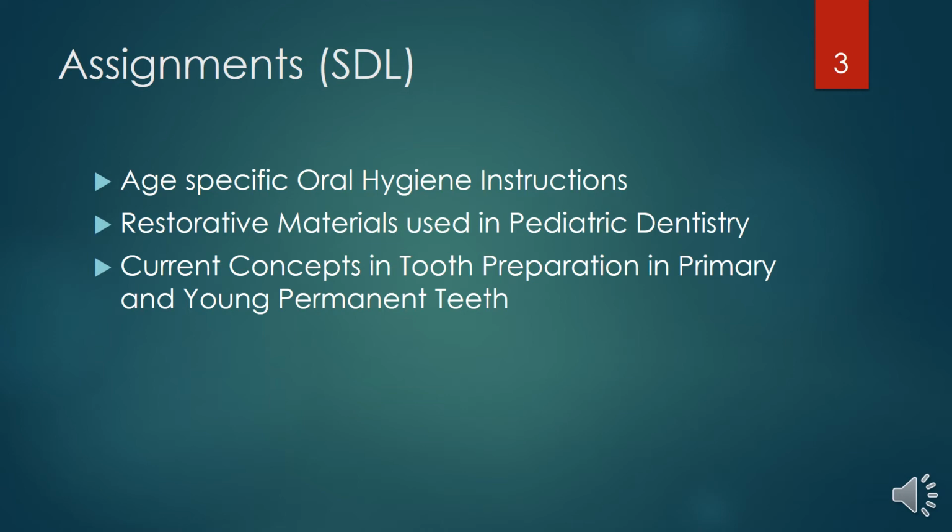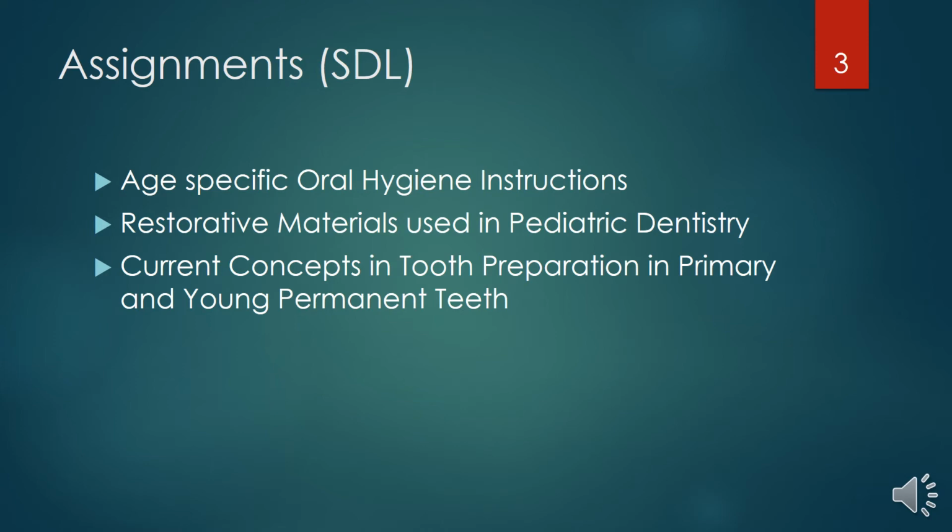All these 3 topics are very important from a clinical point of view. For example, age specific oral hygiene. In pediatric dentistry, you have a child who is 1 year old, a child who is 6 years old, and a child who is 12 years old, right? The oral hygiene instructions differ for each age group, so you need to be aware of the age specific oral hygiene instructions. You cannot give the oral hygiene instructions of a 12-year-old to a 1-year-old, right? So there are differences. We expect you to go and find out what the differences are, write them down, and then submit your assignments so that we can have a look at it.